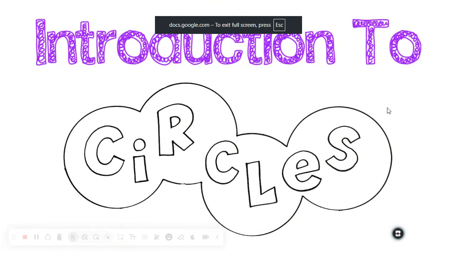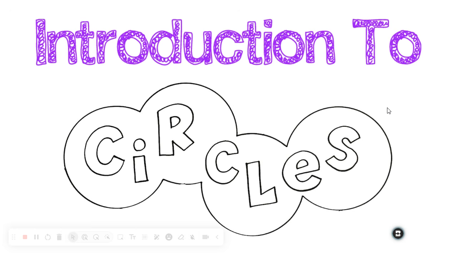Okay, so we are getting into our next unit, and we're going to be talking about circles. We're going to be talking about diameter, radius, circumference. We're going to start with vocabulary, and then we will move into finding circumference.